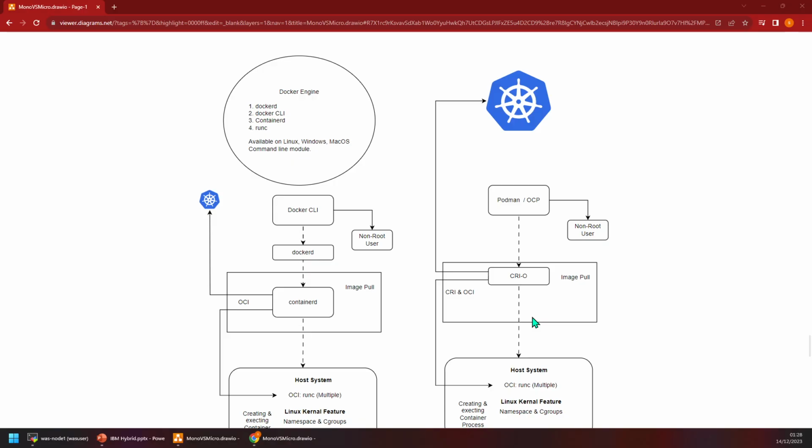And the other advantage of CRI-O is that the configuration is very simple and very streamlined compared to the Docker configuration of managing a Kubernetes cluster.